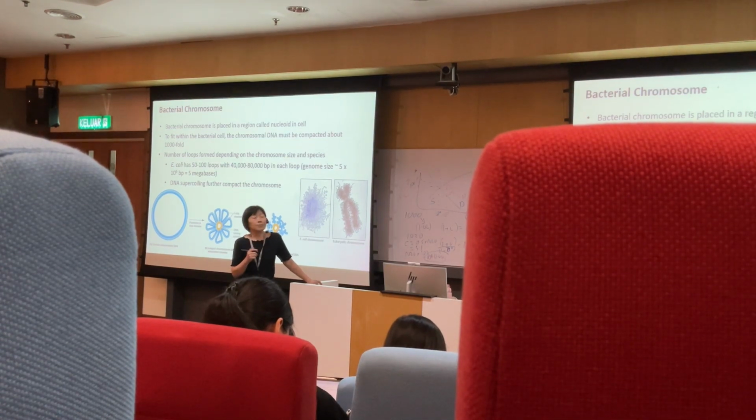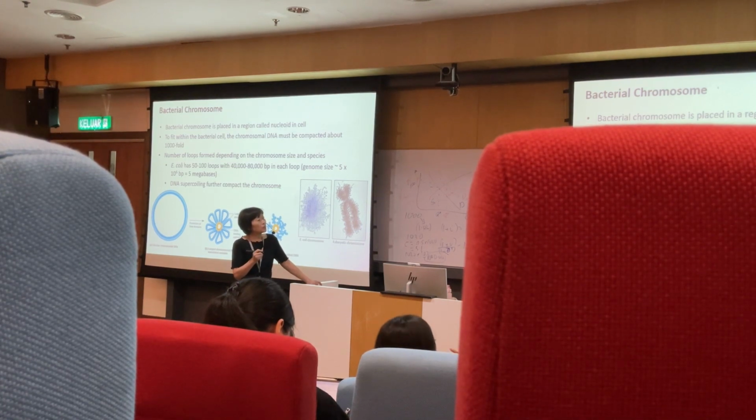But the bacterial cell is also very small. Although the genome is small, in order to pack into the small size of the cell, they still need to pack in this way. So this is a comparison. This is the E. coli chromosome. They look more or less like that. This is the center, and then all the others are supercoiled loops.